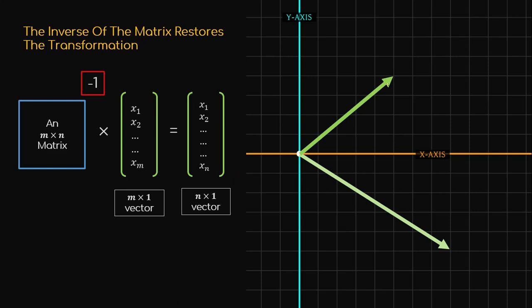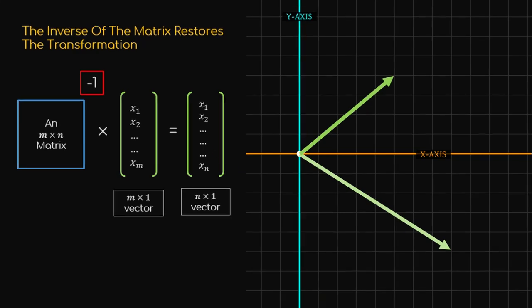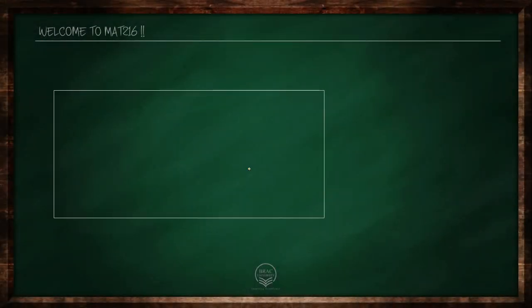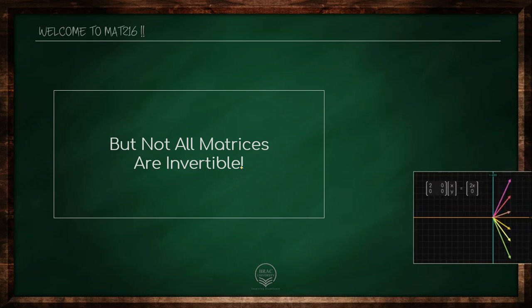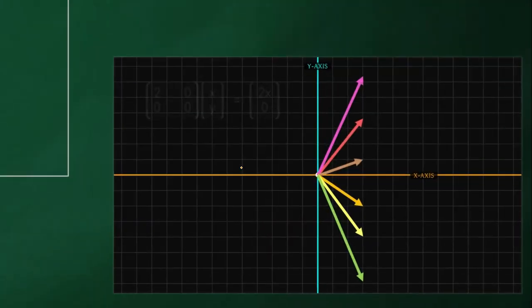So if we can invert the matrix that we are multiplying with, there is always a one-to-one relationship between the original vectors and the transformed vectors, because we can go back and forth between these two vectors by simply multiplying with either the matrix or the inverse of the matrix. But we know that all matrices are not invertible. So what happens then? Well, let's see this example.